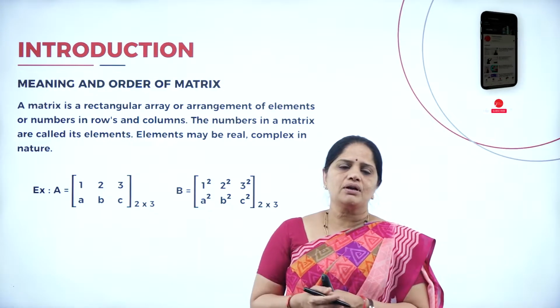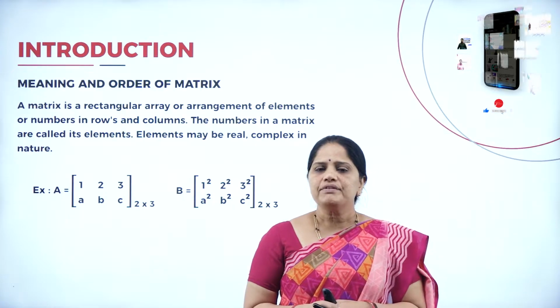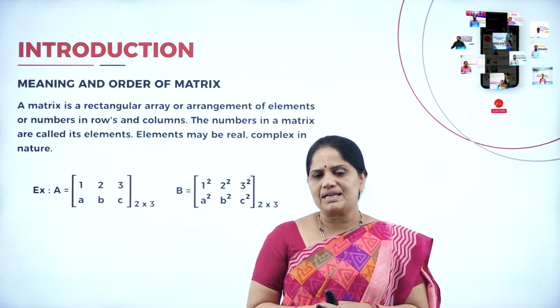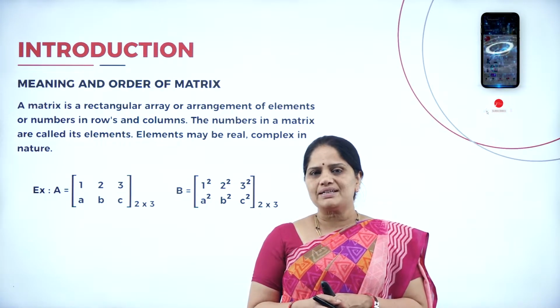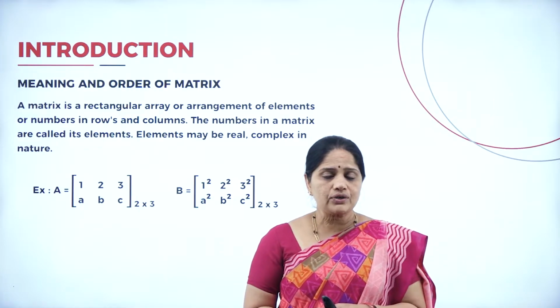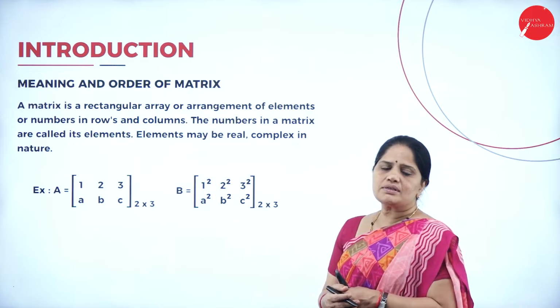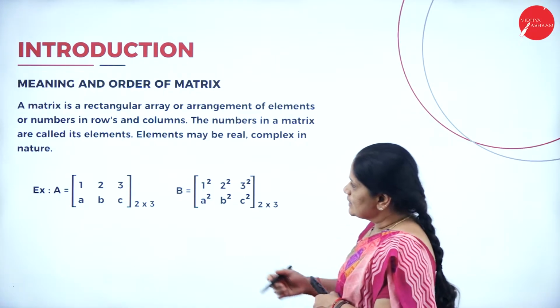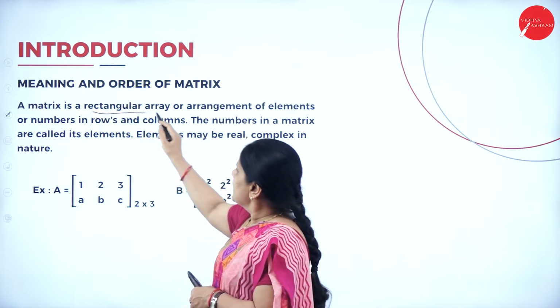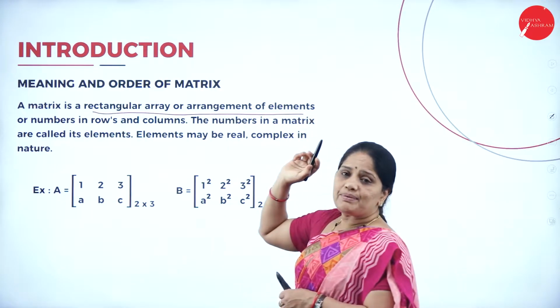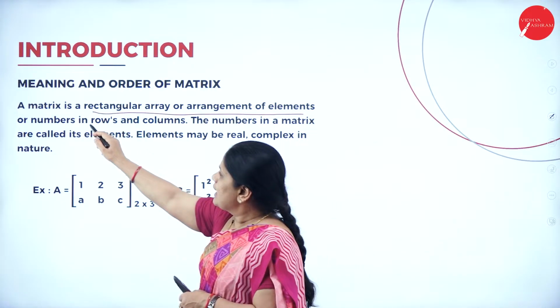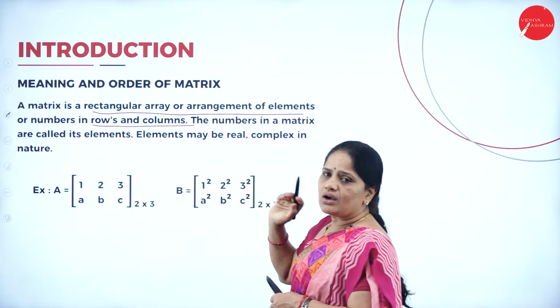In this session on matrices and determinants, we will be having a look at what is a matrix and what are the various types of matrices, and we'll also be working out a few problems on matrices. Now, let us understand what is the meaning of the word matrix. So, a matrix is a rectangular array or arrangement of elements or numbers in rows and columns.